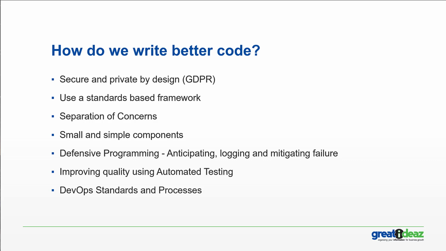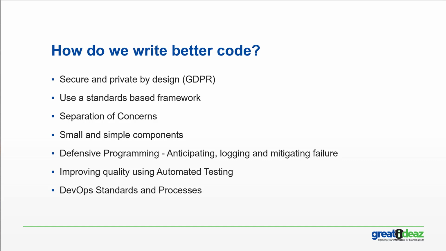Another thing that we need to address to make sure that we're writing better code is to use a standards-based framework. What we mean by that is that your organization has figured out how you want to write code. You've got your own framework, which may be based on somebody else's architecture, may be based on whatever, but you have a framework. And within the context of that framework, you have defined a set of standards for things like security and privacy, right the way down to coding standards, naming conventions, and so on.